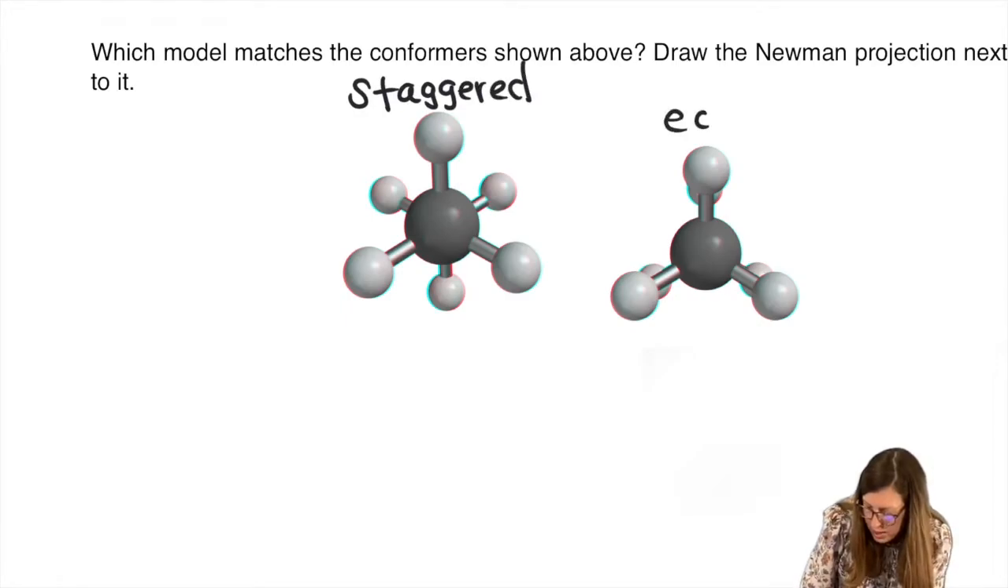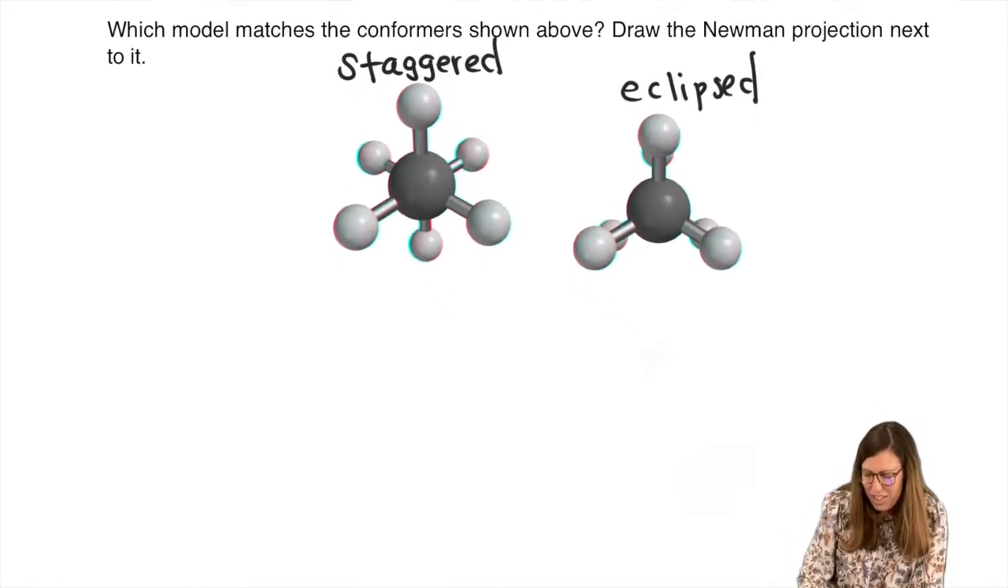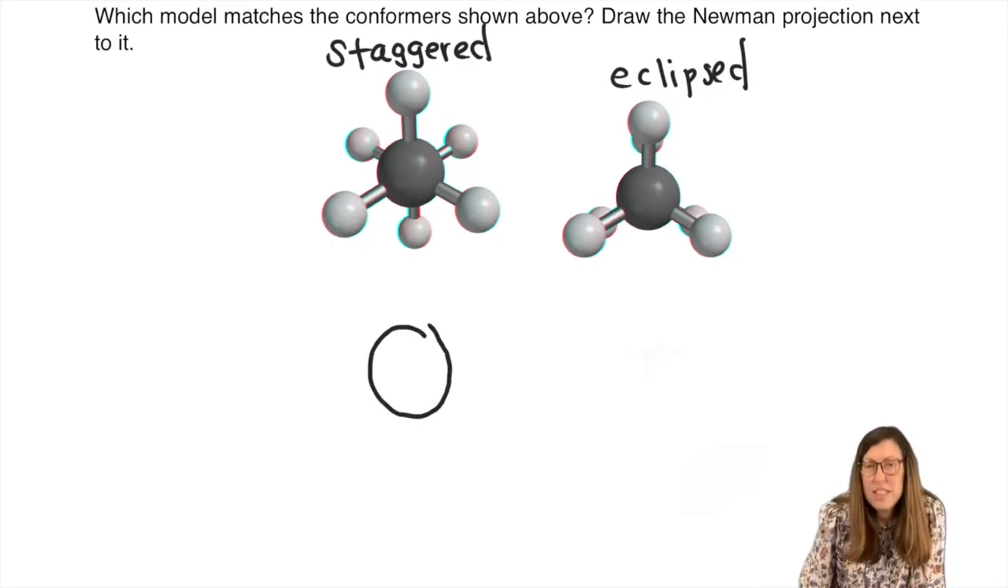And this is the eclipsed conformation. To draw this on paper without using fancy modeling programs, you draw a circle. This is the atom closest to our eye, so our front carbon. Behind that circle is the other atom, that's further from our eye. So this would be carbon 1, and behind it would be carbon 2, 1 and 2.